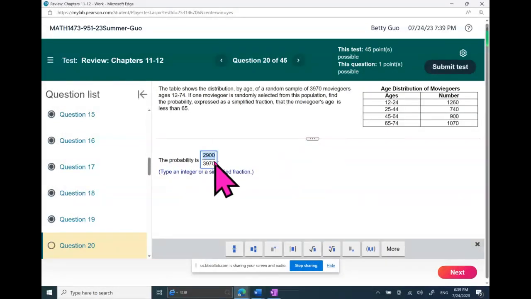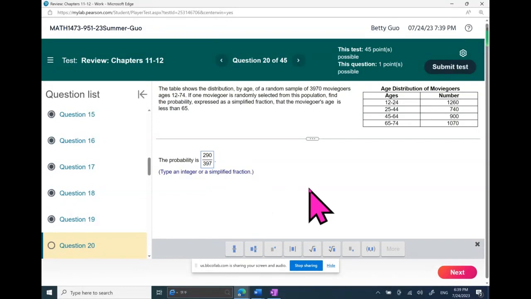And now I'm going to have to simplify this fraction. Use my calculator. Divide that number by 3,970, and I convert that decimal to a simplified fraction. I got 290, simply just remove the 0, 290 over 397.